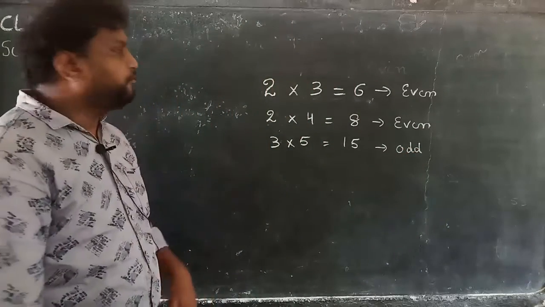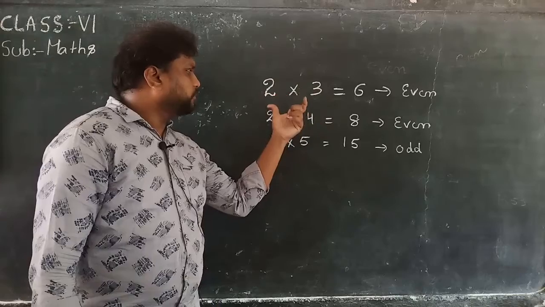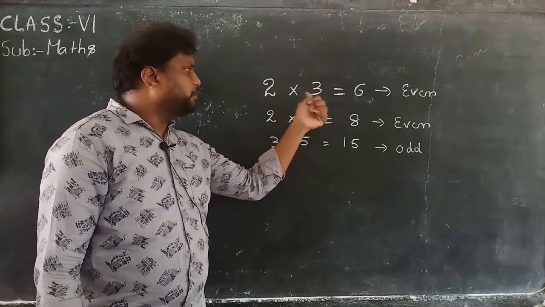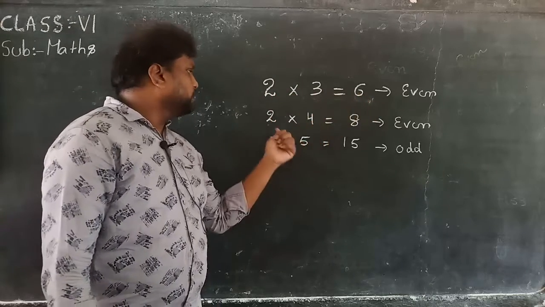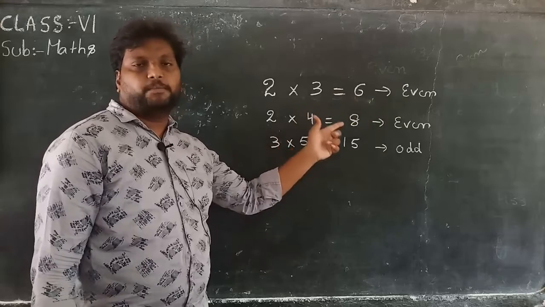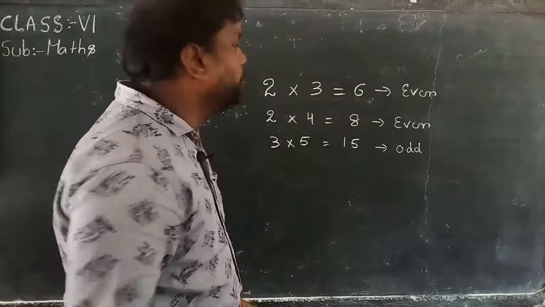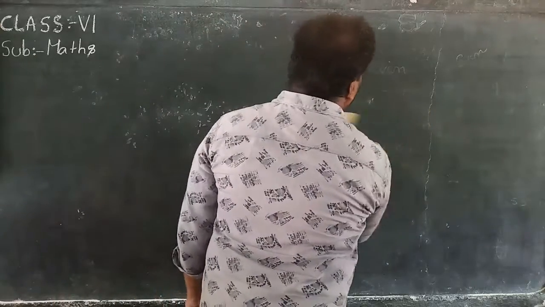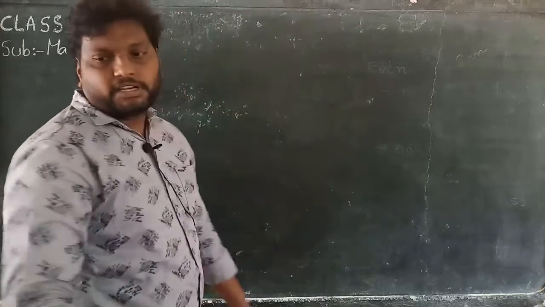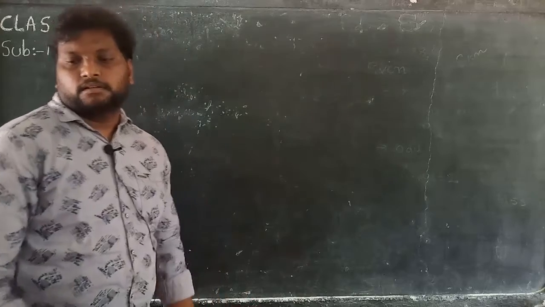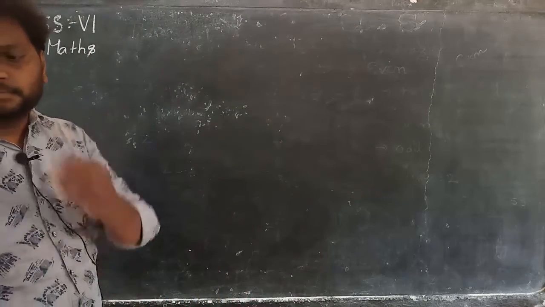Okay, the product of one even number and one odd number will give an even number. The product of two even numbers is also an even number. The product of two odd numbers will give an odd number. Okay, don't be confused. Next, some problems.